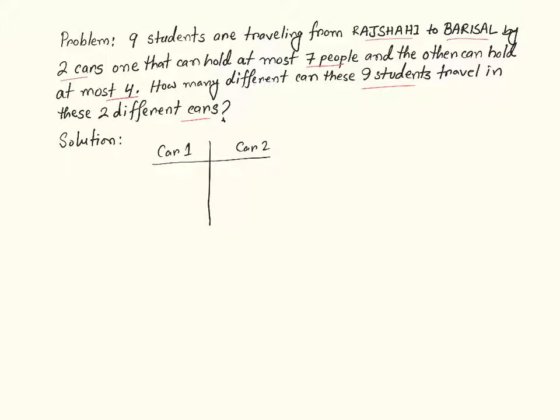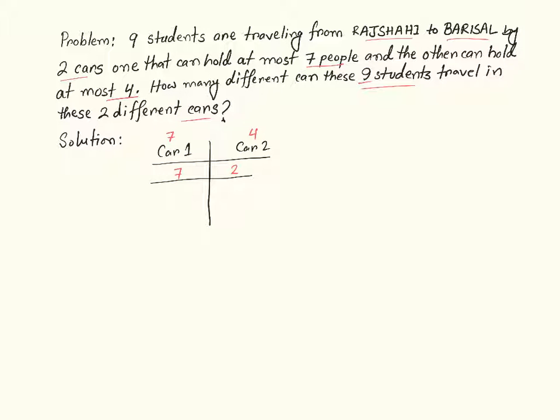To solve this problem, we create a small table. Car 1, let's say, can hold up to 7 people, and car 2 can hold up to 4 people. Now let's find out how many different ways these 9 students can travel. Let's start with the scenario where 7 students travel in car 1. In that case, the remaining 2 are going to travel in car 2. So that's one scenario.